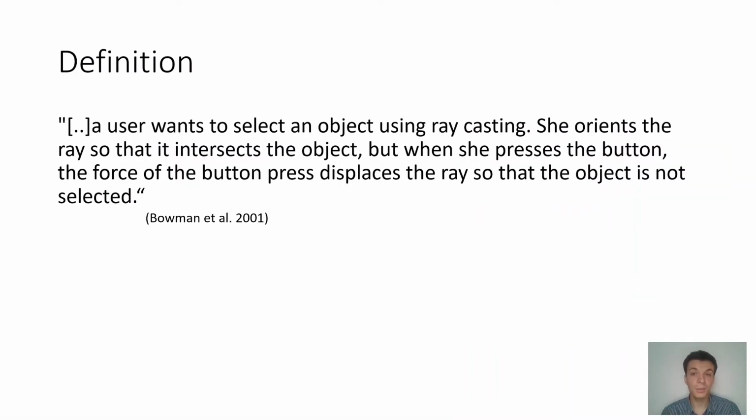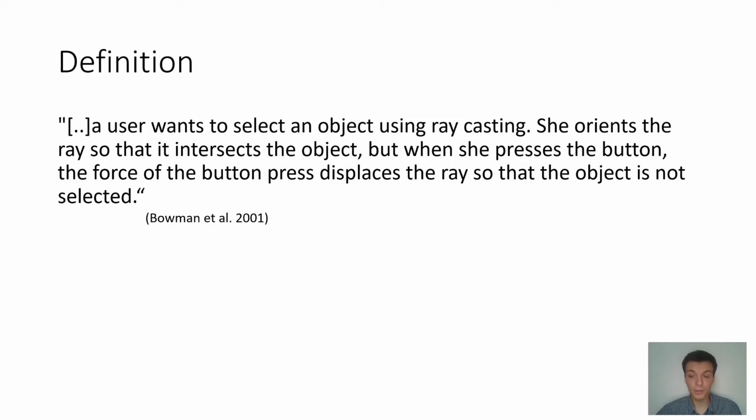The term Heisenberg effect of spatial interaction was beautifully coined by Doug Bowman, and the definition is that a user wants to select an object using ray casting. She orients the ray so that it intersects the object, but when she presses the button, the force of the button press displaces the ray so that the object is not selected.